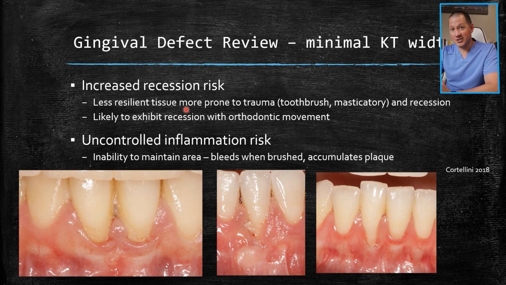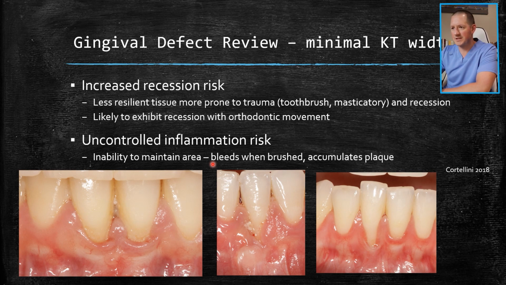The other thing that is actually most important to me when it comes to the minimal keratinized tissue is the uncontrolled inflammation risk. And this gets back to a couple of the studies that were done previously that were advocating for the 2 millimeters of keratinized tissue. They found in these studies that patients who don't have 2 millimeters of keratinized tissue were unable to maintain and keep these areas clean with minimal keratinized tissue. They found that these areas bleed when the patient brushes. It accumulates plaque. It's often sensitive to brushing.